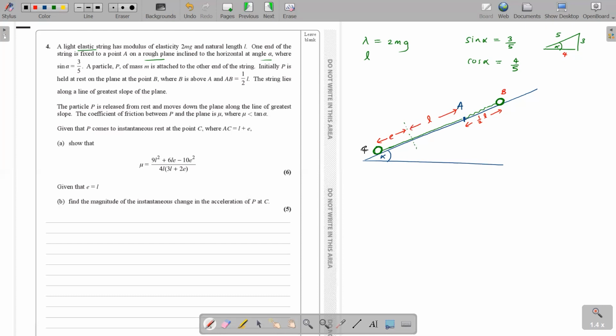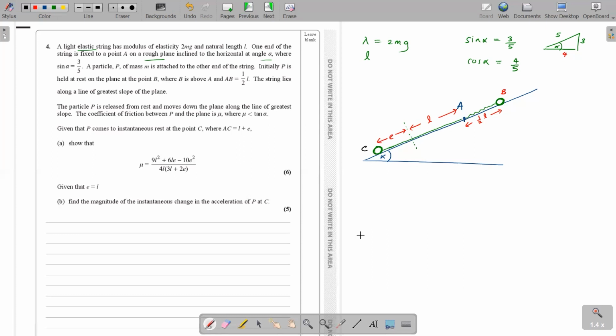Show that mu is equal to this particular equation. How do we get this, and what is the principle that we are using? The main principle we use here is, by the way, is the energy conserved here? So we are going to use the energy principle. That is the easiest way to get it done.